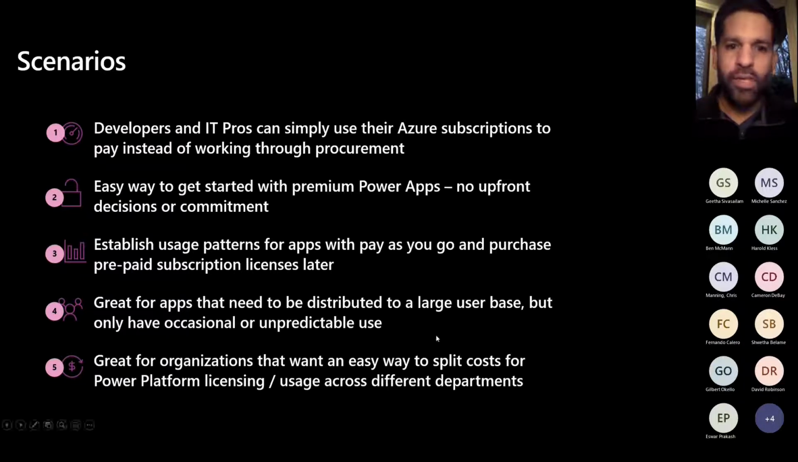One of the other patterns that we see is that if you need to distribute an app to a very large user base, but you don't know what subset of that user base is going to use the app, this is a great way to get started with that. Today, to distribute an app to a large user base, you would either have to license all those users on per user, or you would have to allocate enough app passes to that environment where that app is running to cover that user base. Today, you can simply start with pay-as-you-go and see what level of demand is, and again, decide if you want to license some of those users on per user over time.